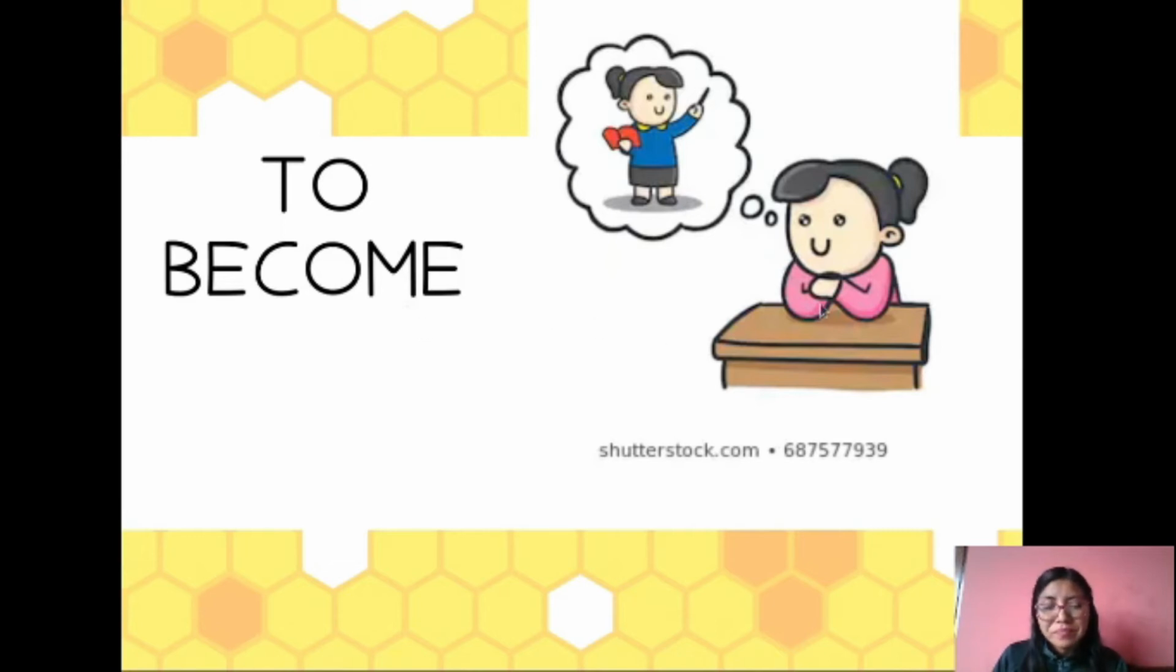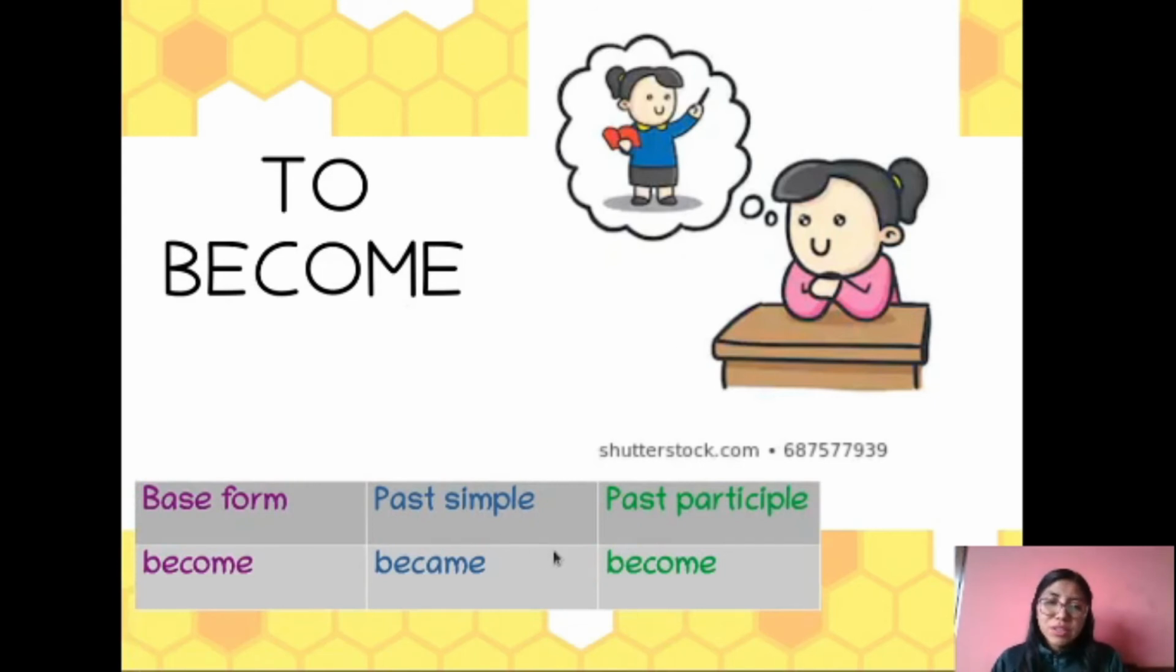Okay, pay attention to the form. Repeat with me. Become, became, become. Okay, the base form you are going to use in present. The past simple form you are going to use in past simple tenses, and the past participle, as I said before, you are going to use in perfect tenses.